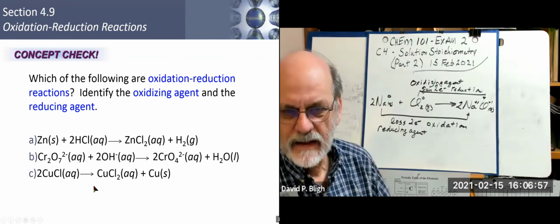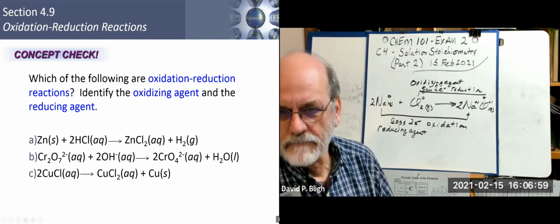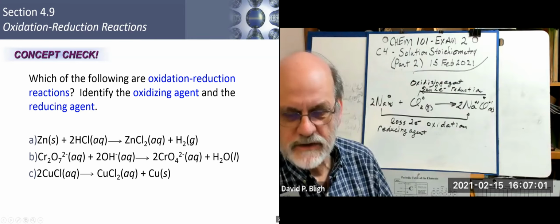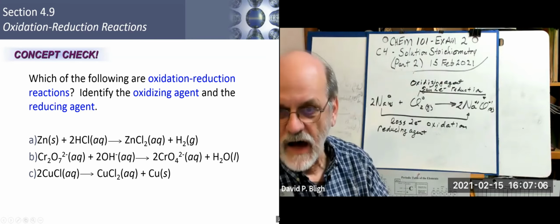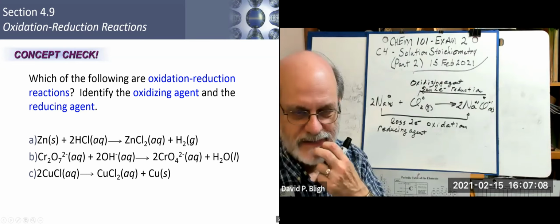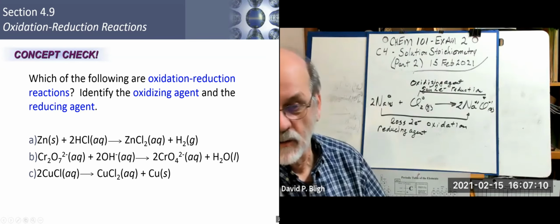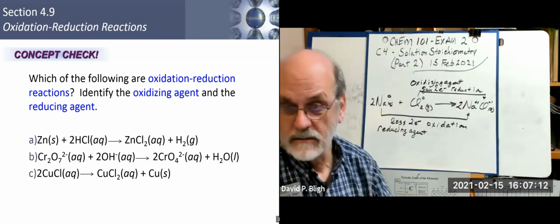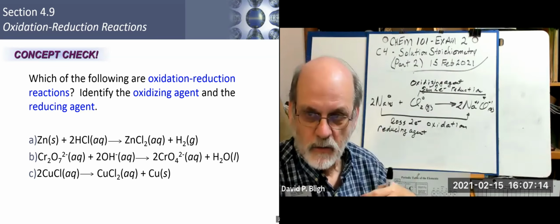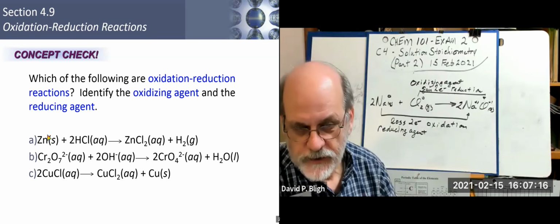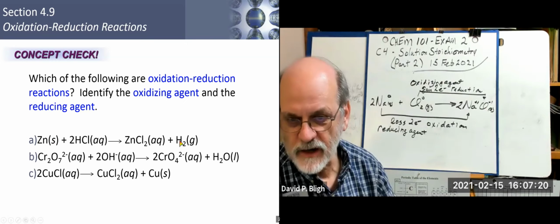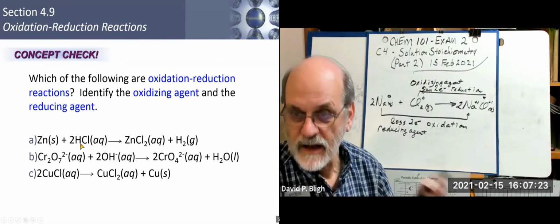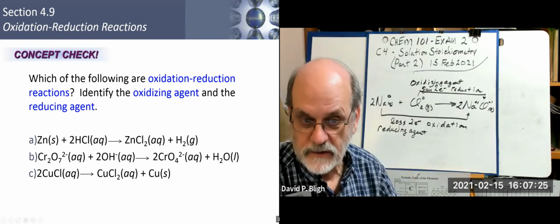Okay. Now, can we identify which ones of these are redox reactions and then identify the oxidizing agent and the reducing agent? Okay. Well, we can make it quick, right? If all we're going to do is say which is redox. Notice there's an element there, it's in a compound over here. There's an element there, started in a compound. That's an oxidation reduction reaction.